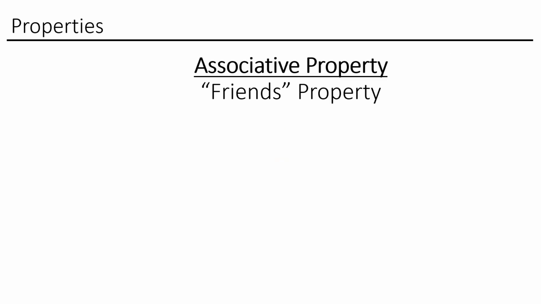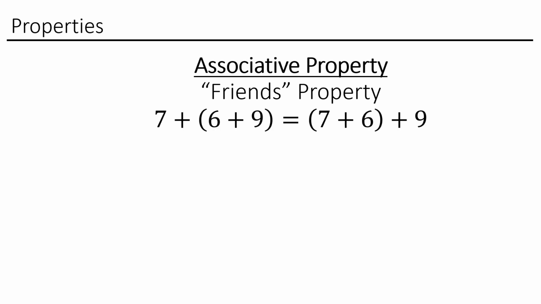Now we're going to look at several properties that you're going to need to be able to identify. The first is the associative property. I like to call this the friends property. It's pretty easy to identify. Typically you'll see this written with 3 different numbers, and you have it for addition and for multiplication.